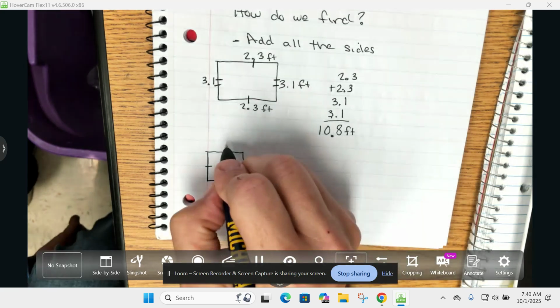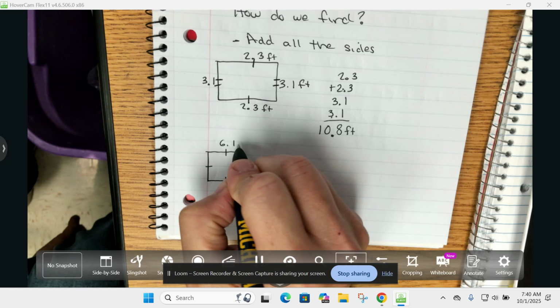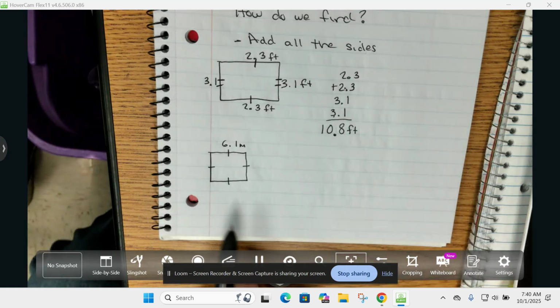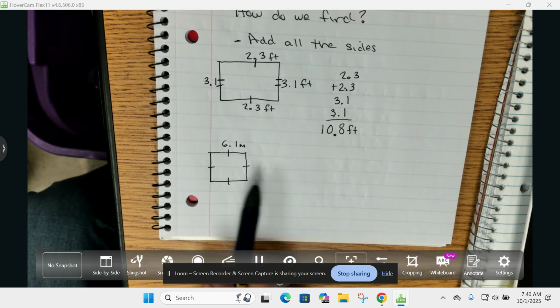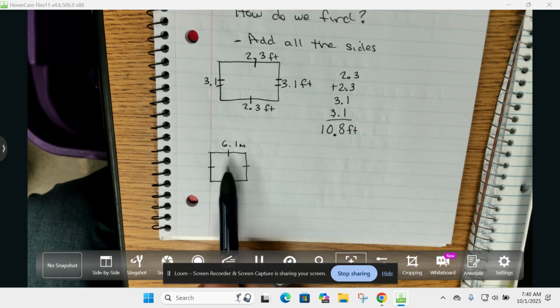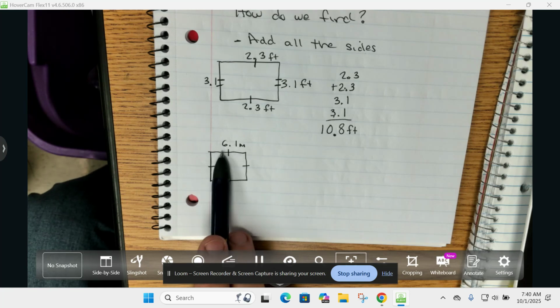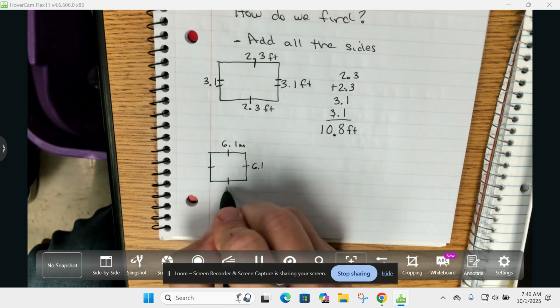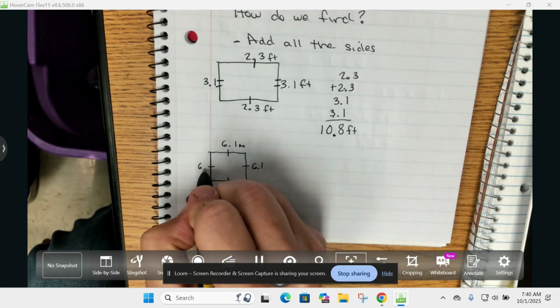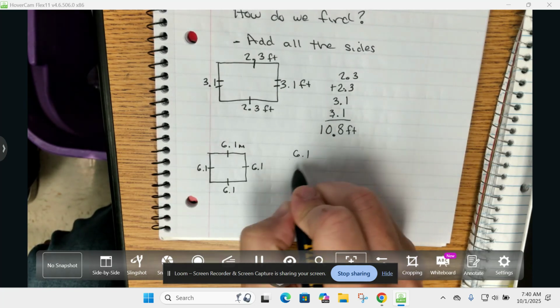Okay, so what if I said this one was 6.1 meters? But that's all I gave you. How could you solve this problem to find out perimeter? Well, since you know it's a square, you have to use your square knowledge. Since I know this is a square, this is 6.1, which means they're all 6.1. Okay, so then I'm just going to label all of them 6.1, and then I'm going to add.